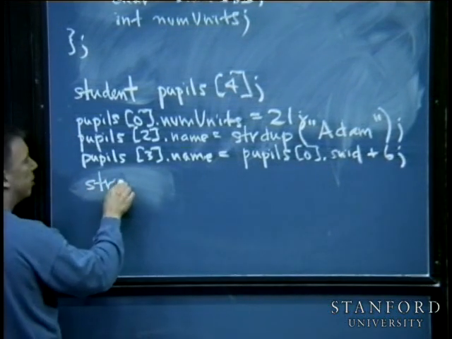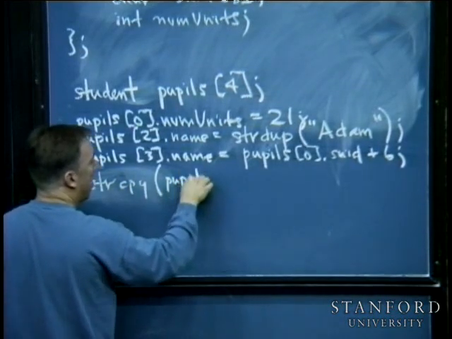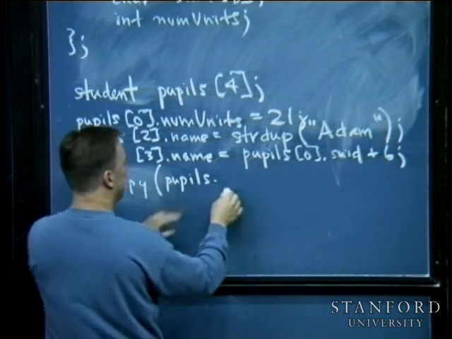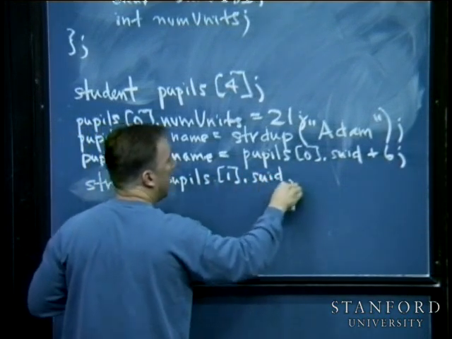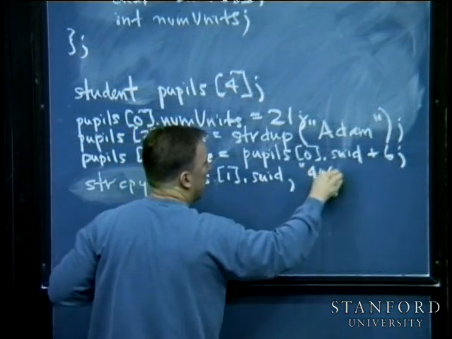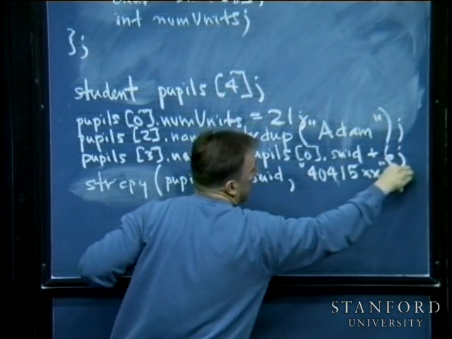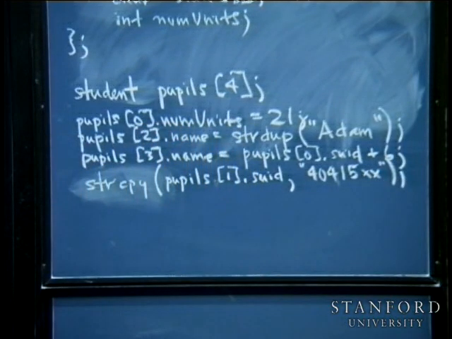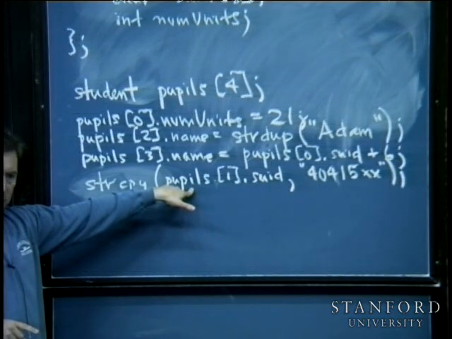strcpy, not strdup, of pupils of 1 dot suid, 40415xx right there. strcpy is like strdup, except it doesn't actually allocate any memory. It assumes the address where you should copy the string is identified via the first argument.